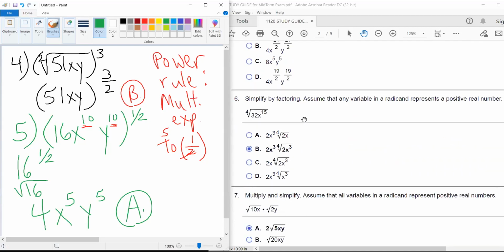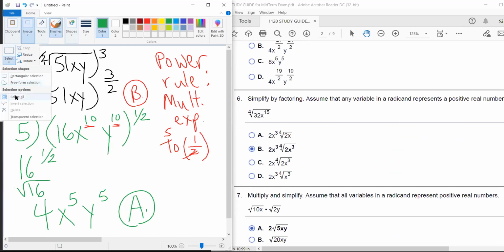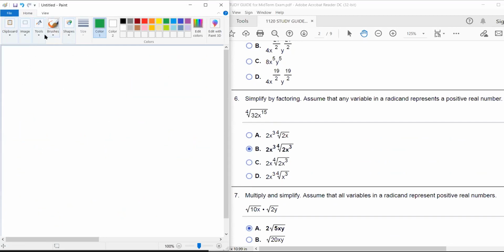Question 6, simplify by factoring. Assume that any variable in a radicand represents a positive real number. So we have a number that is not a perfect square root. We have the fourth root of 32, x to the 15th power. You have to break down 32 until you find a factor, desirably the highest factor, that's a perfect fourth root.